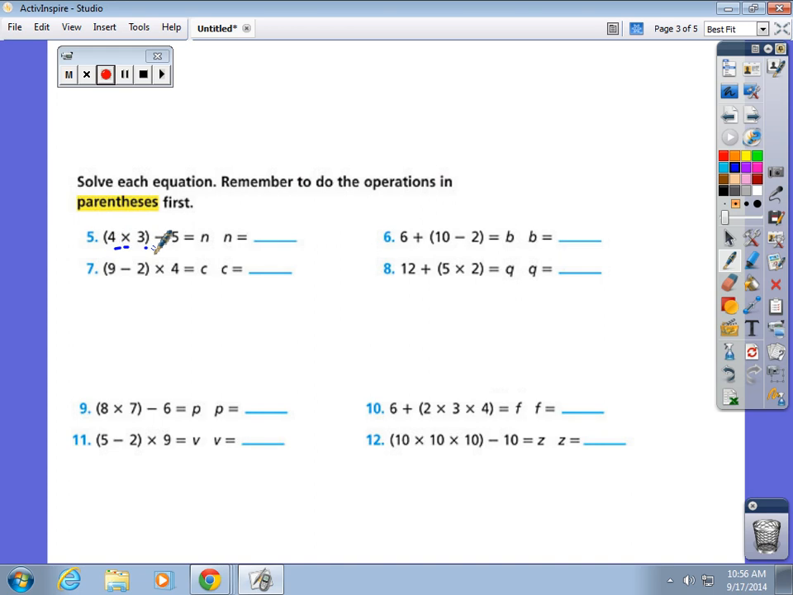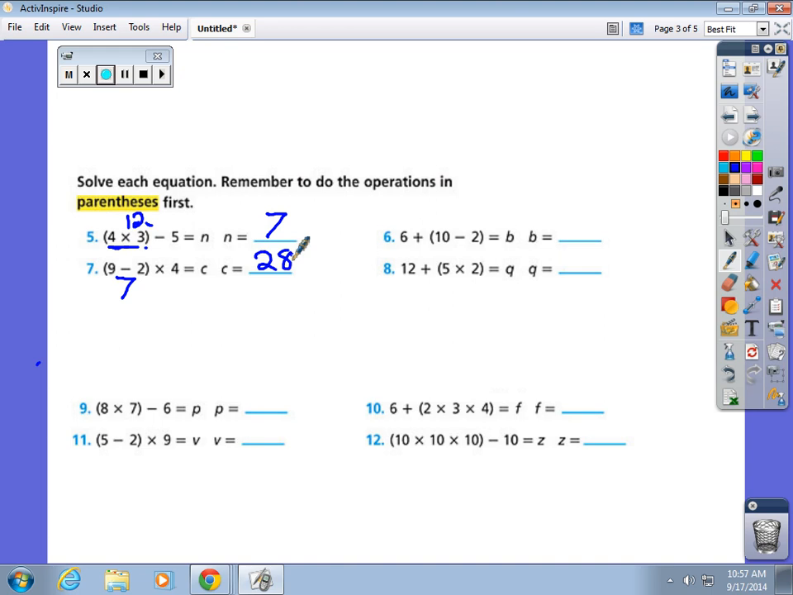Parentheses, 4 times 3 minus 5. 4 times 3 is 12, so that has a value of 12 inside that parentheses. 12 minus 5 is 7. N equals 7. 9 minus 2 inside this parenthesis has a value of 7. 7 times 4 is 28, so C equals 28.